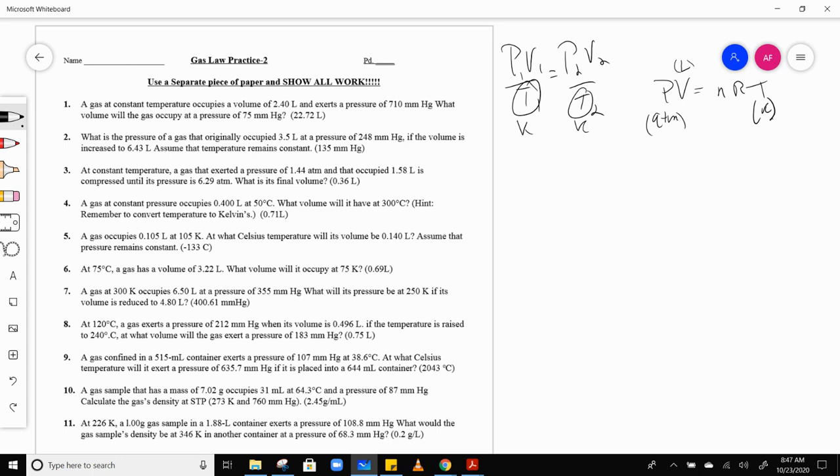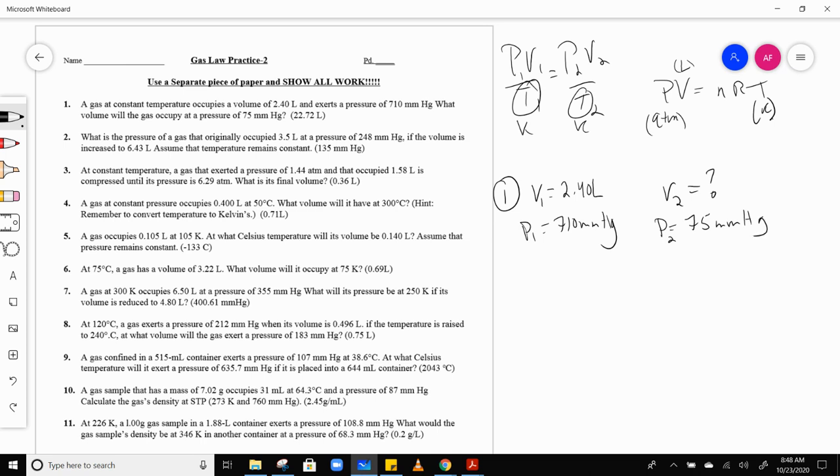Every time I attack one of these problems, I always do the same thing. Number 1 says: a gas at a constant temperature, so we're going to ignore temperature, occupies a volume of 2.4 liters and exerts a pressure, so pressure 1 is 710 mmHg. What volume, so we want to know V2, will it be if it occupies a pressure of 75 mmHg? So pressure 2 is 75 mmHg.